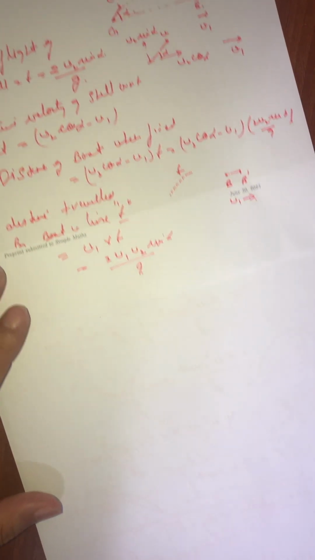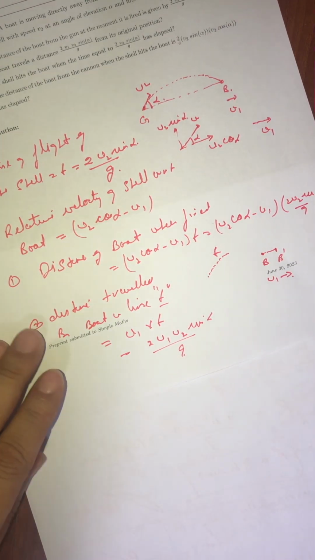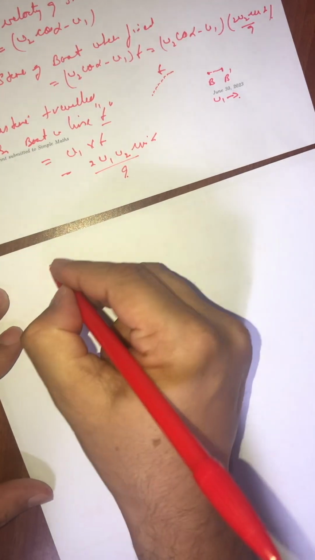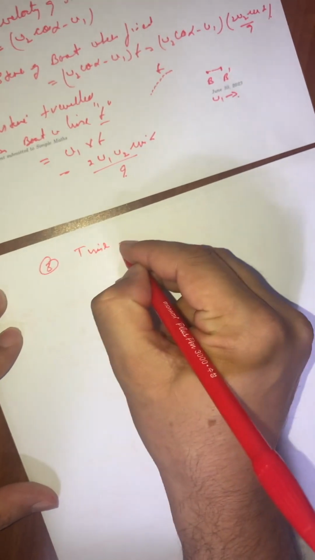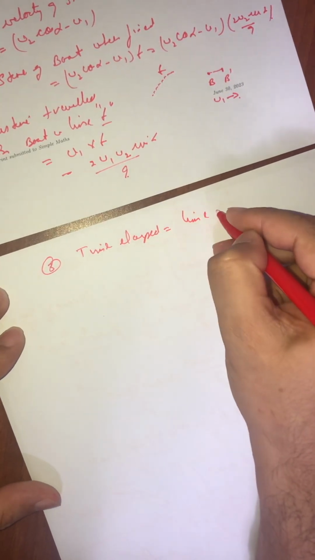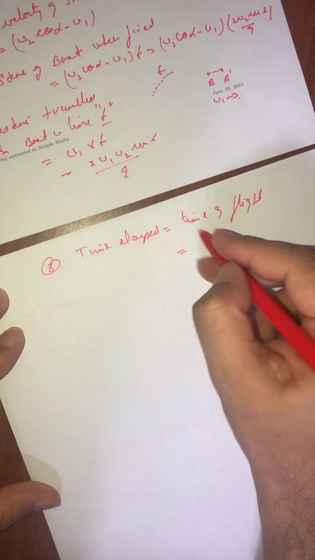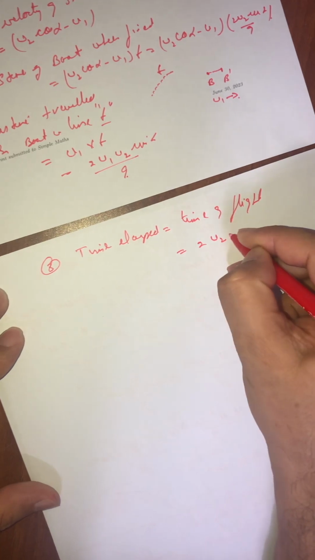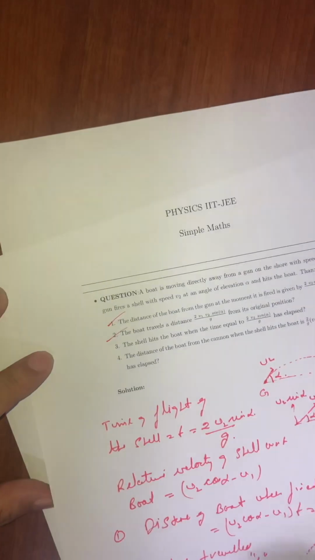For the third part, it states that the shell hits the boat when the time equal to this has elapsed. So we already found out that the time elapsed is nothing but equal to the time of flight. We can write the time of flight as 2 v2 sine alpha divided by g. So this proves the third part.